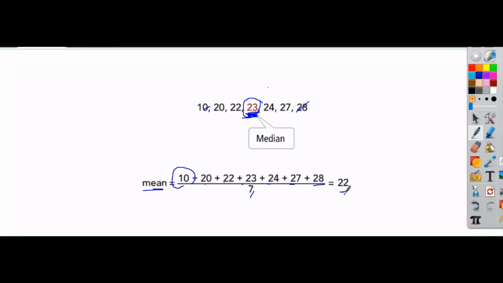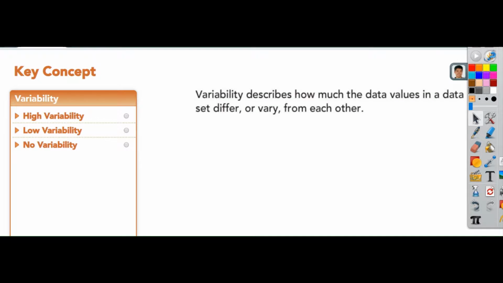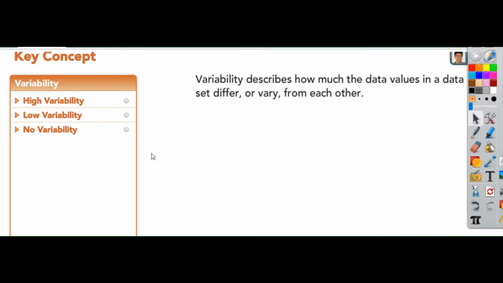Even though these two numbers are closer together, you want to be able to identify when you want to use the mean and when you want to use the median as a measure of center. And in some cases, you might need to use the mode, the number that occurs the most. So this lesson talks about range, variability, how often the data points vary. So let's go to the key concepts for this lesson.